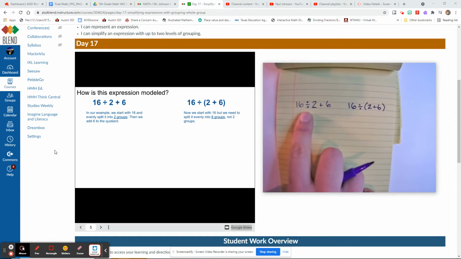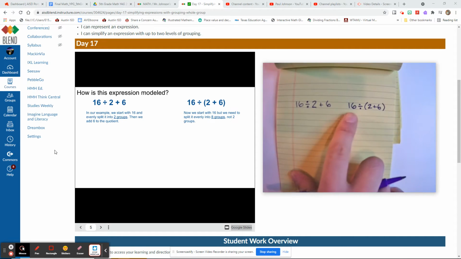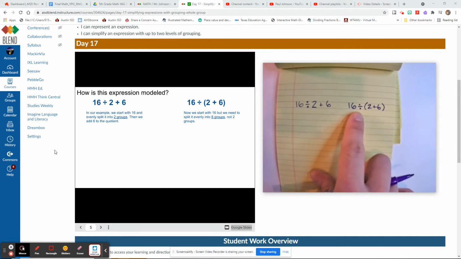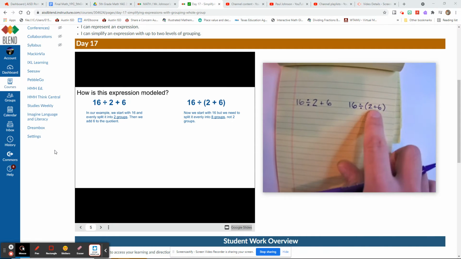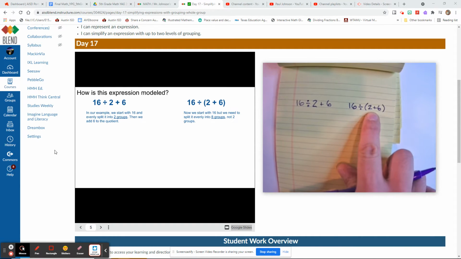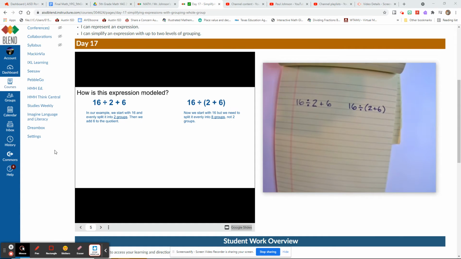So 16 split into two groups and 6 more. Or we could say with this one, 16 split into the sum of 2 plus 6 groups. That one's a little bit weirder, but remember the sum is the combined amount between the two add-ins. So 2 plus 6 is 8, so the sum is 8. So 16 divided by, well, we'll figure that out.